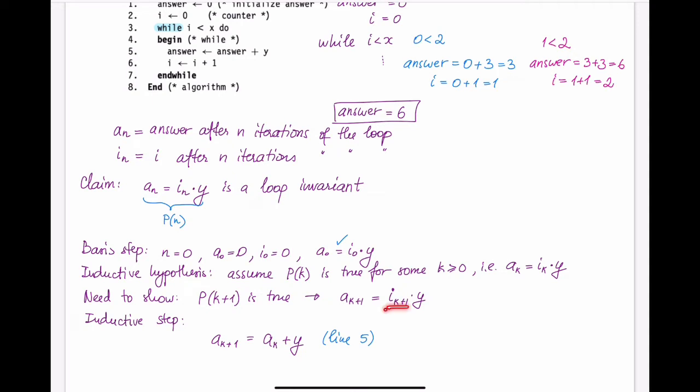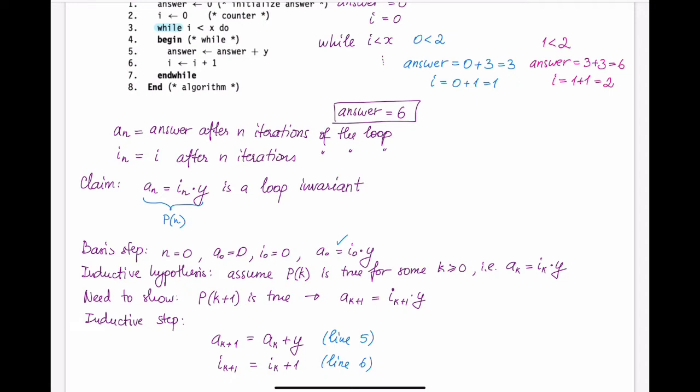Now, it looks like I'm going to also have to involve i sub k plus 1 into this arithmetic. So let's see, what does i sub k plus 1 equal to? Same logic, I will have entered this loop on the kth iteration and increased i by 1. So i sub k plus 1 is actually i sub k plus 1. And this comes from line 6 of the code.